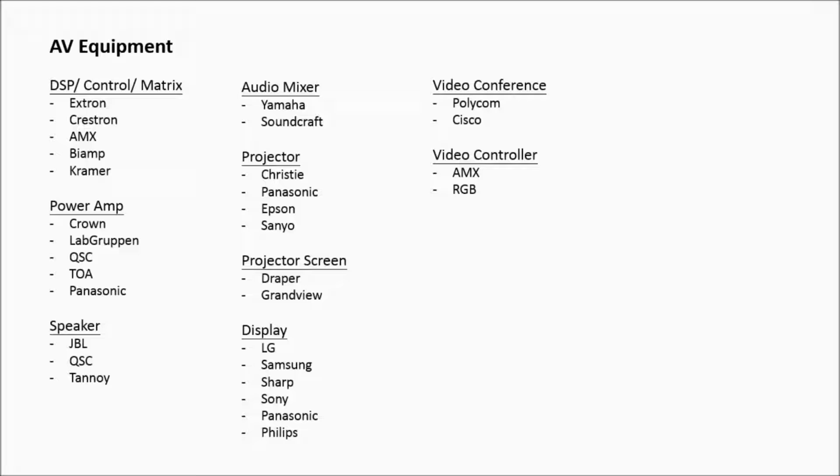For projectors, some professional projectors are Christie, Panasonic, Epson, and Sanyo. For projector screens, we have Japa and Grandview. There are actually a lot of different brands of display in the market, maybe LG, Samsung, Sharp, Sony, Panasonic, Philips. Samsung does have quite good displays, and some have the video controller incorporated in the display. For video conferencing, we have Polycom and Cisco. For video controllers, we have AMX and RGB.